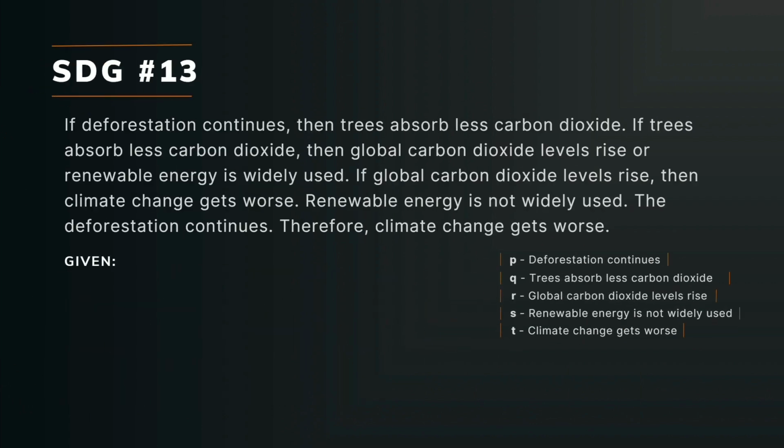Let's now identify our premises and their variable form. First, we have if P then Q, which represents our first hypothesis. If Q, then R or S, which represents our second hypothesis. If R, then T, which represents our third hypothesis. Negation of S, which represents our fourth hypothesis. And P, which represents our last hypothesis. And we need to prove T, which represents our conclusion in the given statement.